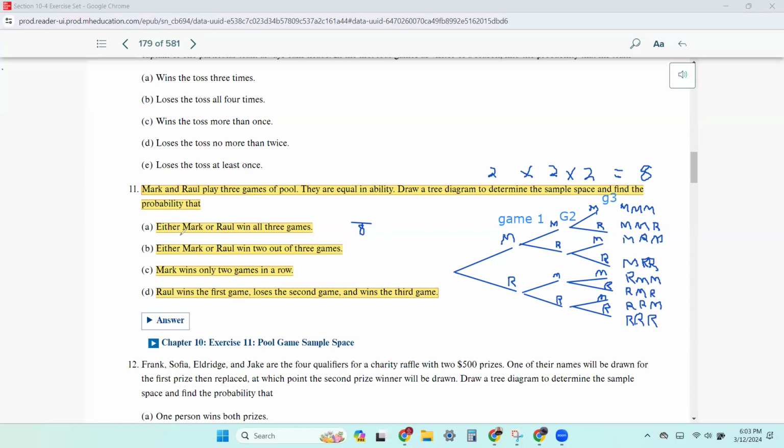All right, so now what we want to find and what we want to count for the numerator is either Mark or Raul win all three games. So here's Mark winning all three games. Here's Raul winning all three games. And all the rest are mixed. They're 2 for 1 and 1 for the other. They're just mixed up. So then this is 2 8ths. So 1/4. All right, questions? No, so far so good.